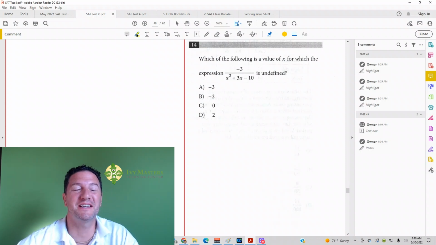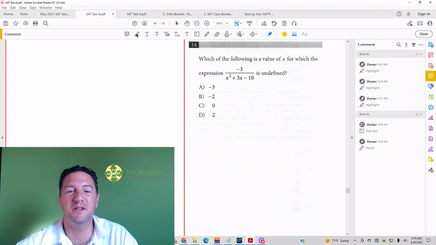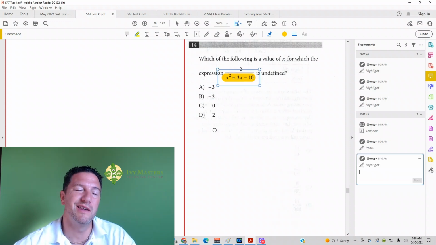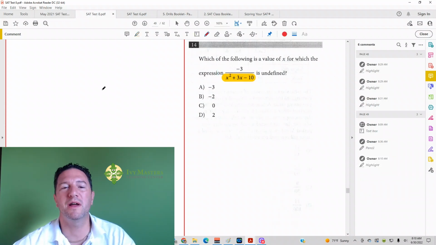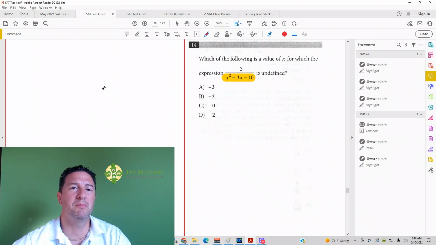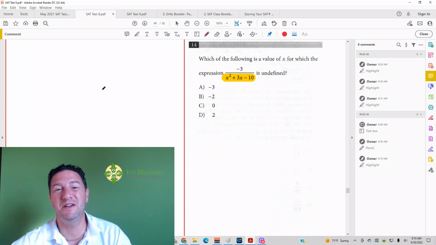Today we're going to look at test 8 section 4, number 14, which reads: which of the following is a value of x for which the expression x squared plus 3x minus 10 is undefined? Notice I highlighted the bottom. Why do I highlight the bottom? Because you've got to focus on the bottom, because mathematicians say that the bottom of the fraction cannot be 0.